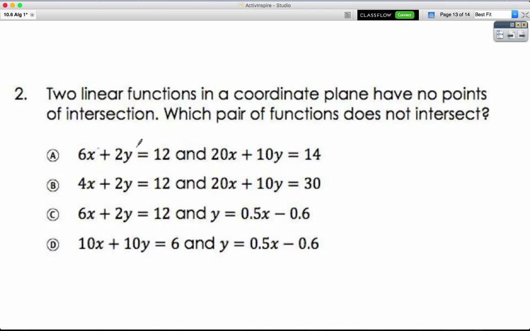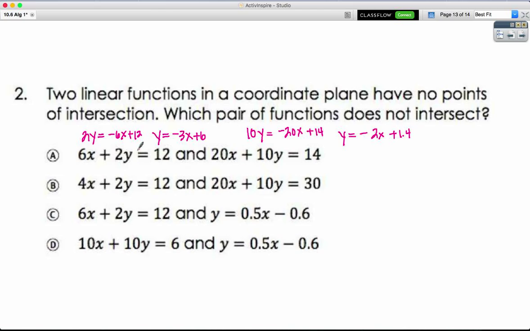So on this first example, I would minus 6x from both sides, and so I'd have 2y equals negative 6x plus 12. I want to divide everything by 2. Y equals negative 3x plus 6. The second equation, we would minus 20x from both sides. So we would have 10y equals negative 20x plus 14. And then we would divide everything by 10. Y equals negative 2x plus 1.4. 14 divided by 10 is 1.4. So this particular example, we have different slopes and different y-intercepts. These are going to intersect.